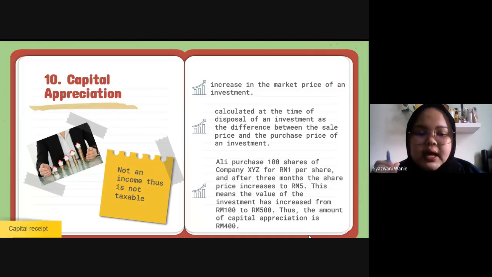For example, Ali purchased 100 shares of company XYZ for 4 ringgit per share, and after 3 months, the share price increased to 5 ringgit. This means that the value of the investment has increased from 400 ringgit to 500 ringgit, because the amount of capital appreciation is 100. And that amount is not an income and is not taxable at the end of the year.